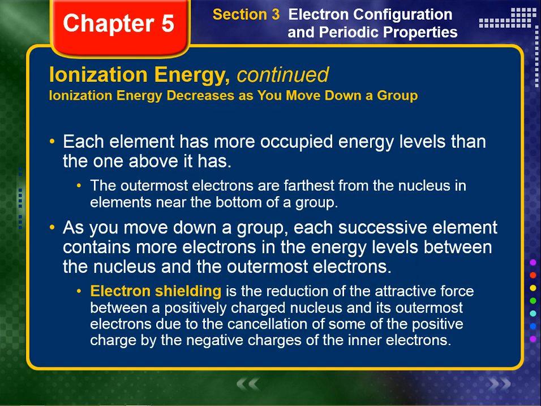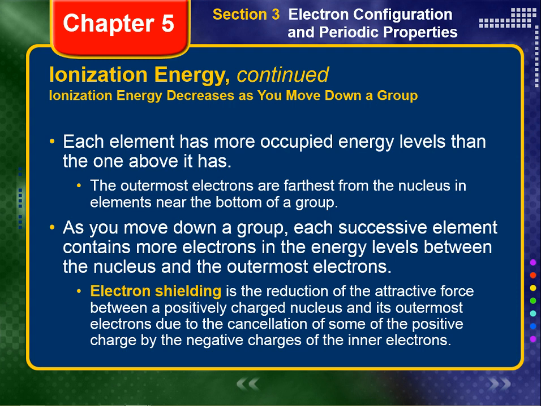So ionization energy. Ionization energy decreases as you move down a group. So as you go down a group on the periodic table, ionization energy is decreasing, meaning it's easier to ionize as you go down a group. Each element has more occupied energy levels than the one above it has. So the outermost electrons are farthest from the nucleus in the elements near the bottom of a group, right? Because as you go down the group, those outermost electrons are getting further and further from the nucleus.